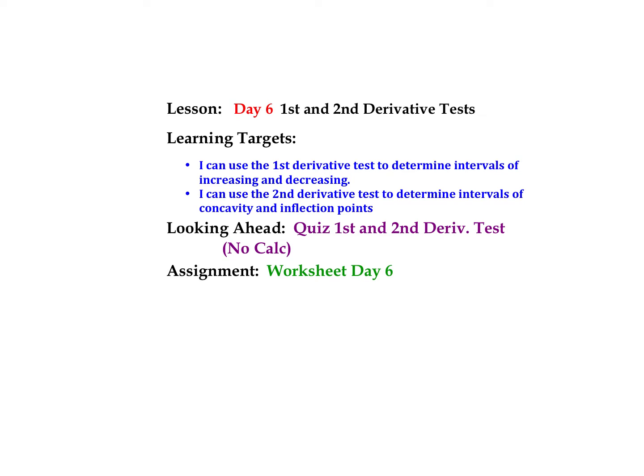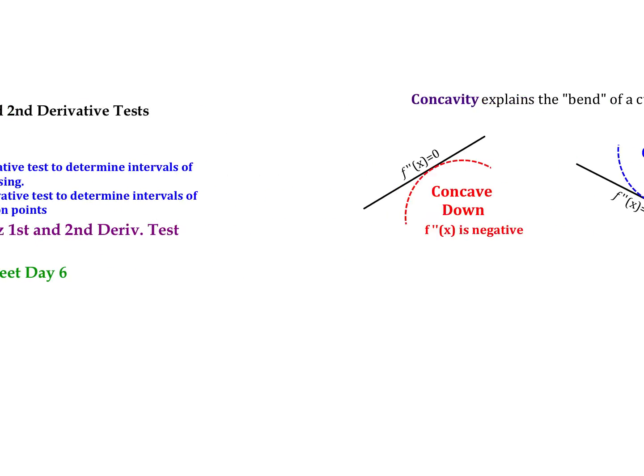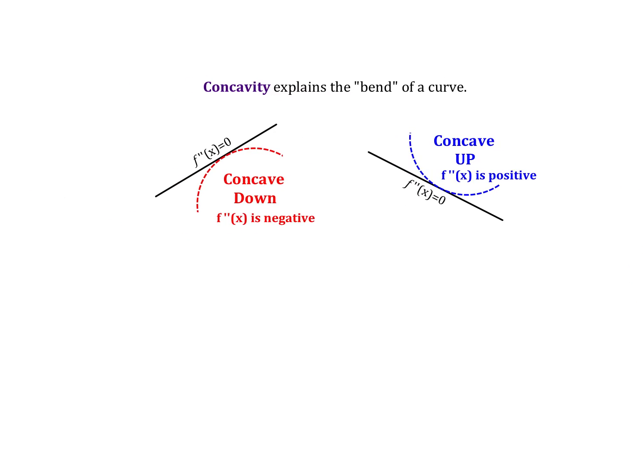Mr. D here, and in this video we're going to be talking more about first and second derivative tests to figure out where we are increasing and decreasing, and what are intervals of concave up versus concave down, intervals of concavity. Just as a reminder, concavity describes the bend of the curve, so concave down is kind of a frown shape, concave up is kind of a smile shape.